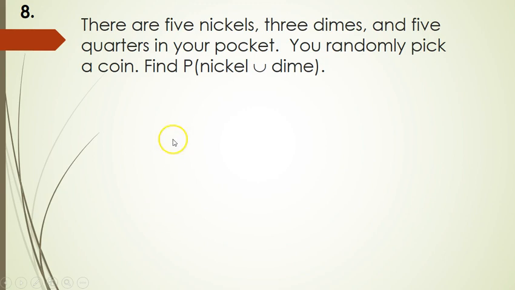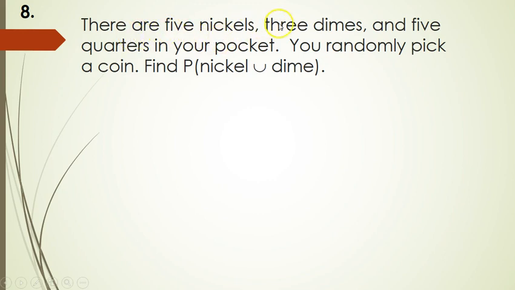Okay, our next one. There are 5 nickels, 3 dimes, and 5 quarters in your pocket. You randomly pick a coin, find the probability of a nickel or a dime. You guys got to know that this is the or symbol. And the one that looks like an A is an and symbol, okay? So ors mean that we are going to add, and we're trying to determine if something's mutually exclusive or inclusive, right? So the question is there overlap in the groups?